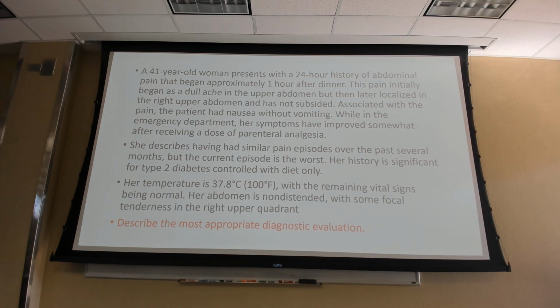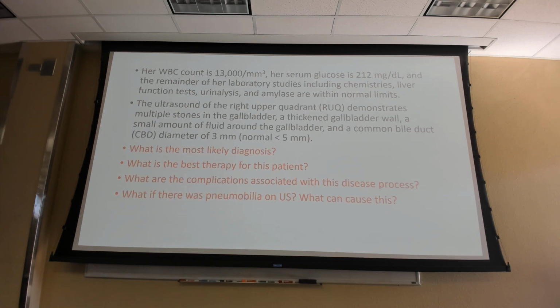What sort of labs do we want to get for her? Yeah, CBC, CMP, lactate, good. Obviously UA and HCG. And then what's going to be our first imaging modality for this? Yeah, ultrasound, good. All right, so white count's 13,000, glucose is 212. The remainder of the labs are unremarkable. Then the ultrasound demonstrates multiple stones in the gallbladder, thickened gallbladder wall. We've got some pericholecystic fluid there, and then the CBD is within normal limits.